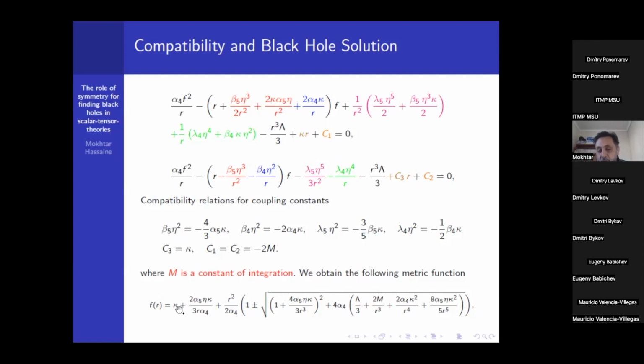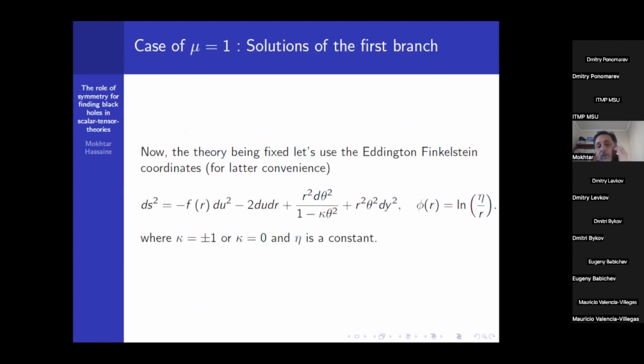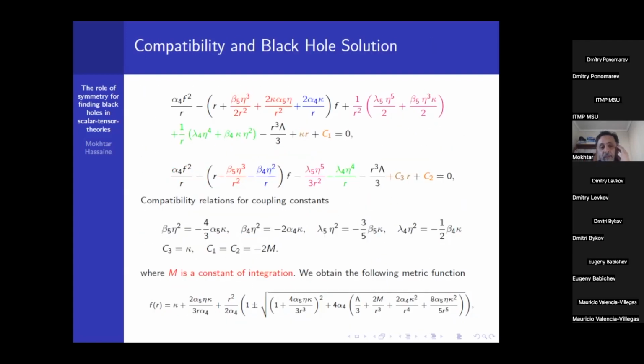The solution, of course, when kappa is 1, has a standard fall-off. It has a Newtonian fall-off if you make an expansion around infinity. But this is for the case mu equal 1.